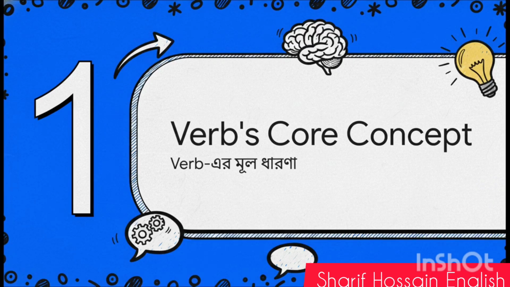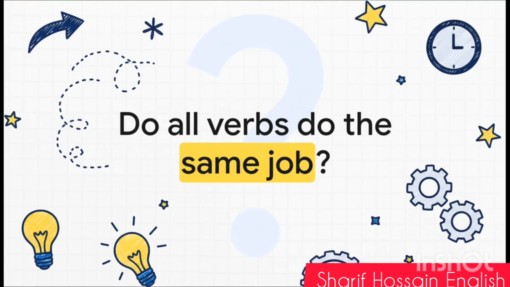All right, first things first, we've got to understand the core concept of a verb. Before we jump into all the different kinds, we really need a solid foundation. What is a main verb actually doing in a sentence? Let's figure that out. So let's kick things off with a big question. Do all verbs really do the same thing? The short answer? Nope, not at all. And honestly, that's where a lot of the confusion with grammar comes from. But once you see that different verbs have different jobs, everything starts to make a lot more sense.